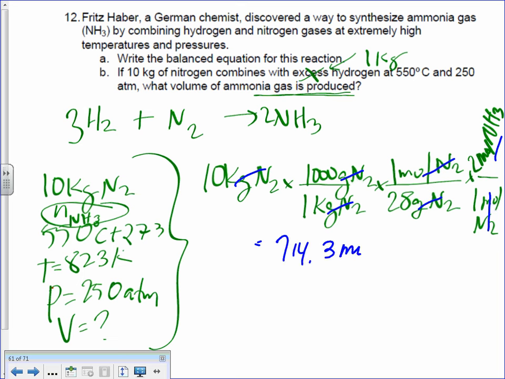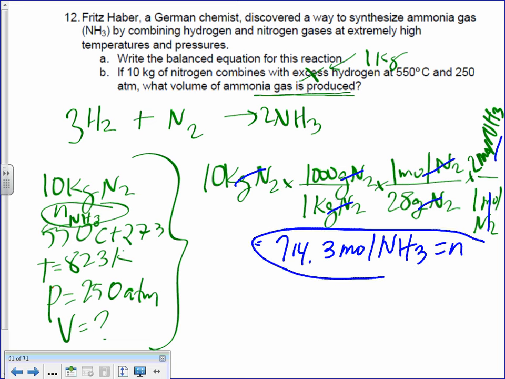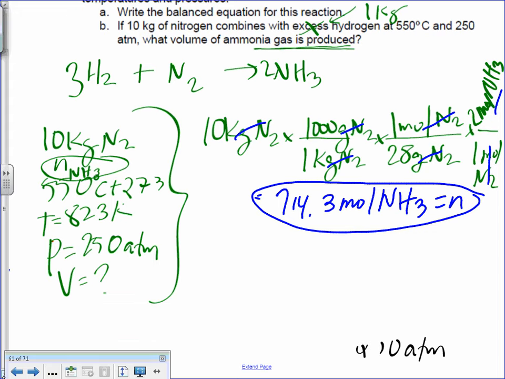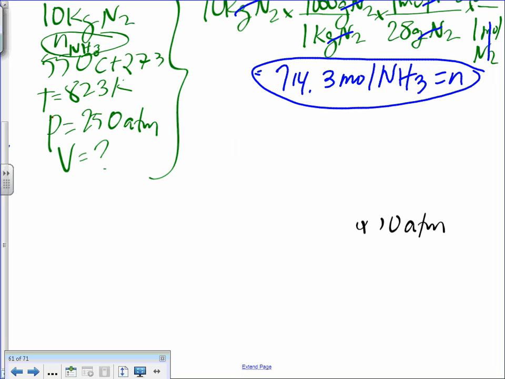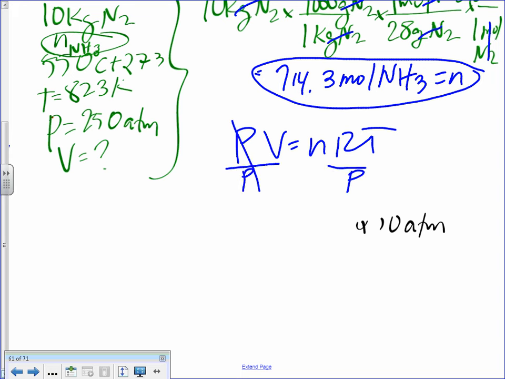0.3. So this is our moles of ammonia, and that's going to be your n value, and that's what you'll plug into the ideal gas law, right? So I'm hearing that you've already rearranged this somehow. PV equals nRT. How do you isolate V? Divide by P on both sides. So that cancels. So V is equal to nRT over P.